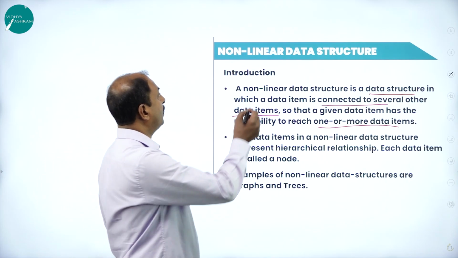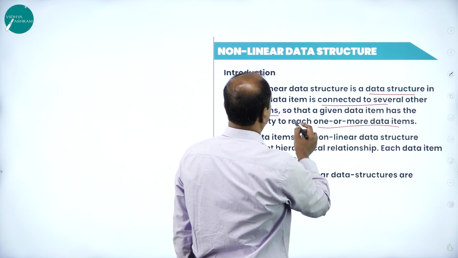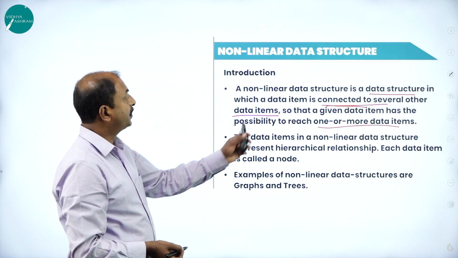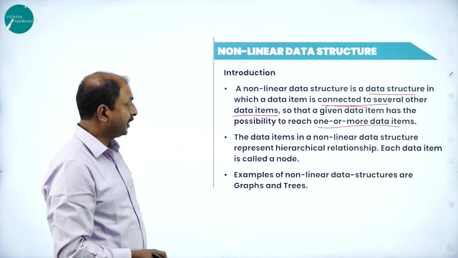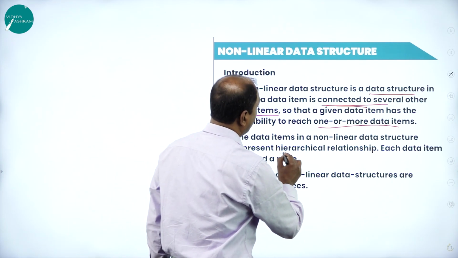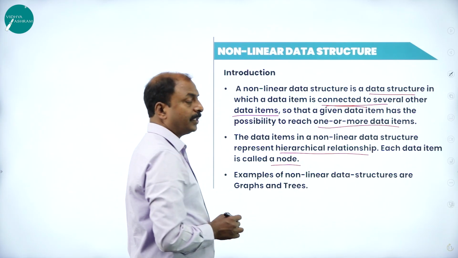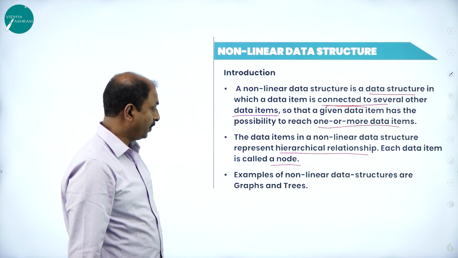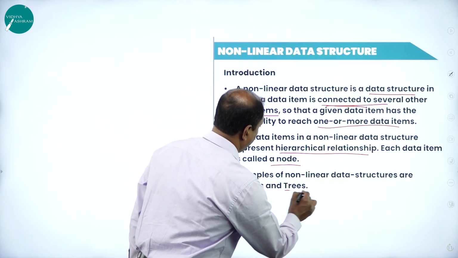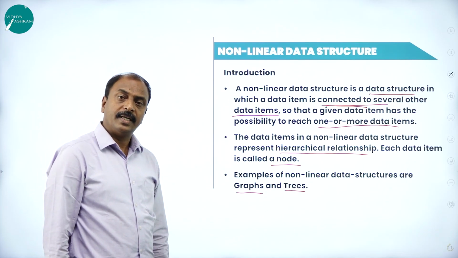But if you look at the non-linear data structure, it is one data structure in which a data item is connected to several other data items. That's the definition of a non-linear data structure. The data items in a non-linear data structure represent a hierarchical relation. Each data item is called a node. Examples of non-linear data structures are graphs and trees.